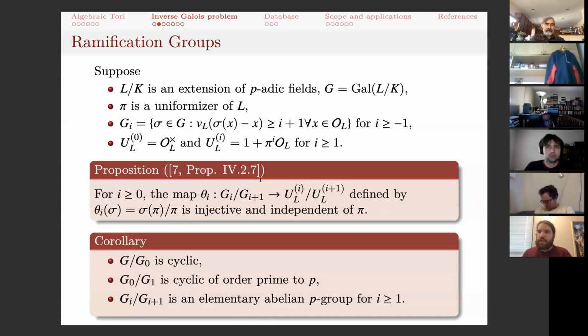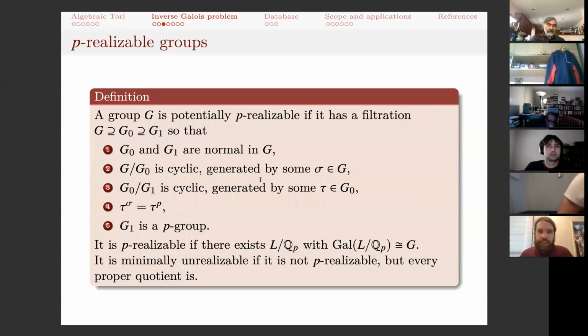So this gives us a constraint on what possible groups can arise. If we're looking for p-adic tori, we only need to analyze subgroups of GL_n(Z) that can possibly be the Galois group of a p-adic field. So I'm going to define a group to be potentially p-realizable if it has a filtration that looks like it could come from a ramification filtration. What does that mean? That means that I'm just going to take two steps in my filtration. I'm not going to try to figure out exactly where the ramification breaks are.